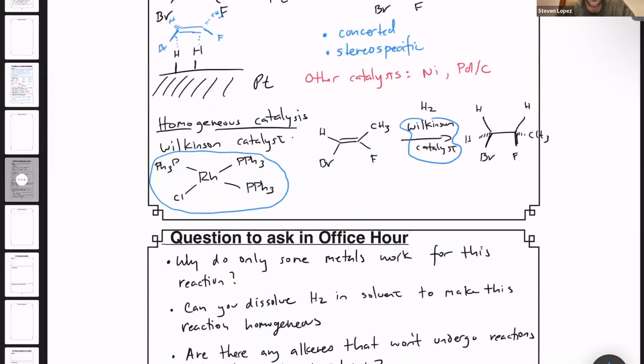Some questions you might want to ask in office hour. 1, why do only some metals work for this reaction for the heterogeneous catalysis? 2, can you just dissolve hydrogen in solvent to make this reaction homogeneous? 3, are there any alkenes that won't undergo reactions with hydrogen and palladium, platinum, or nickel?